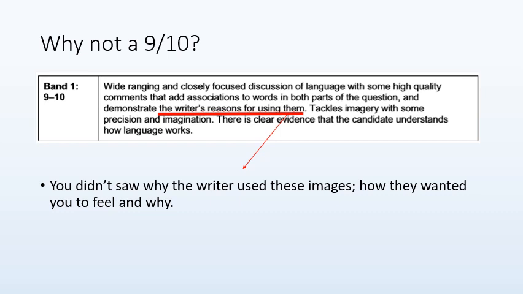The next is you need to say why the writer creates these images. How did the writer want you to feel, and why did they want you to feel that way? If you just identify the images and their connotations but don't really say what the point of them was, why the writer wanted that image to come into their reader's head, then you're not going to be able to get 9 out of 10.